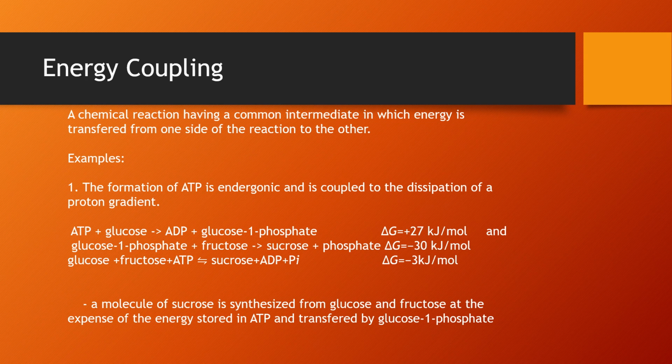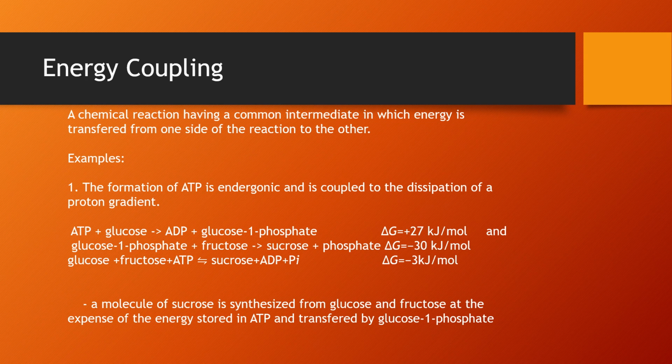Now let us see what is meant by energy coupling. It is a chemical reaction having a common intermediate in which the energy is transferred from one side of the reaction to the other side. In other words, you can say the energy released in an exergonic reaction is utilized to run the endergonic reaction. I also say that the energy of the exergonic reaction is the driving force for the endergonic reaction. Biologically unfavorable endergonic reactions are actually carried out with the help of biologically favorable reactions.